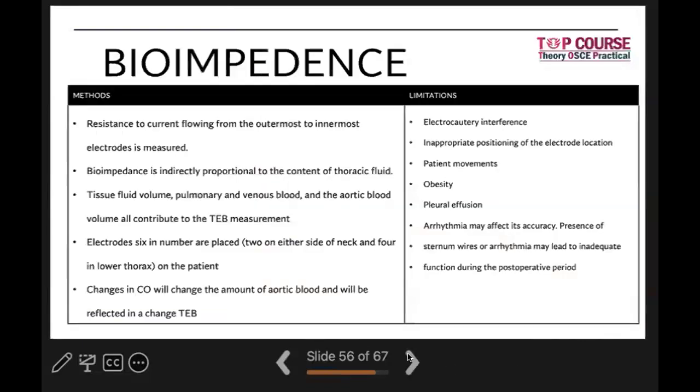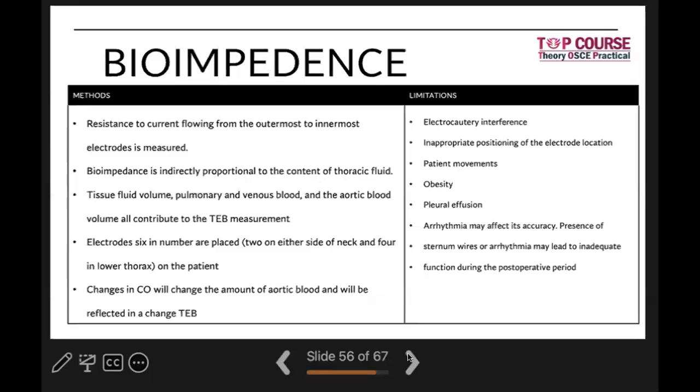The next non-invasive method is the bioimpedance. So bioimpedance and bioreactance are electrode-based methods where you are pasting electrodes across the neck and across the chest, and you are seeing the electrical voltage or the impedance of the electric current because of the blood flow across the thorax. This is the simple definition of the bioimpedance and bioreactance techniques.